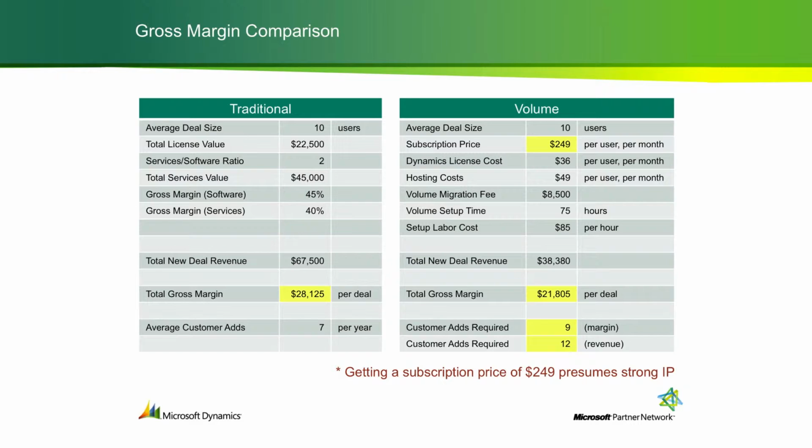If you assume that you get a subscription price of $249, in this example, you'll need to add 9 customers instead of 7 in order to get the same level of gross margin as you would from adding those 7 customers in a traditional business model. And on a revenue basis, you'll need to add as many as 12 new customers to get the same level of revenue as you would from adding 7 customers in the traditional business model. So you're needing to get, on a revenue equivalency basis, nearly double the number of customer adds in order to get the same level of revenue in a volume-based model as you enjoyed in a traditional business model.